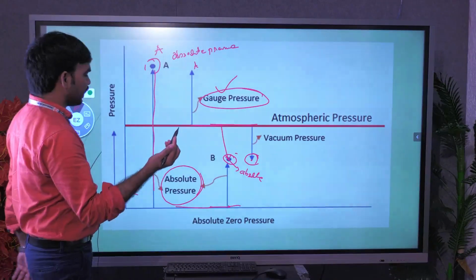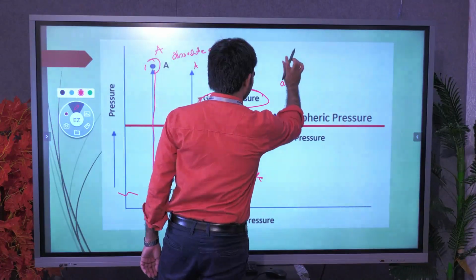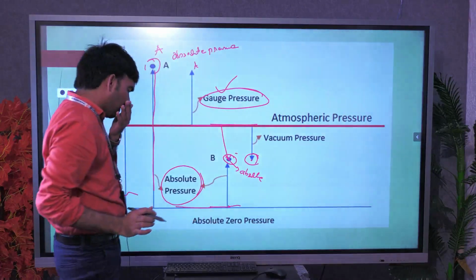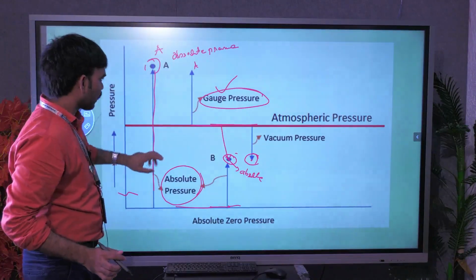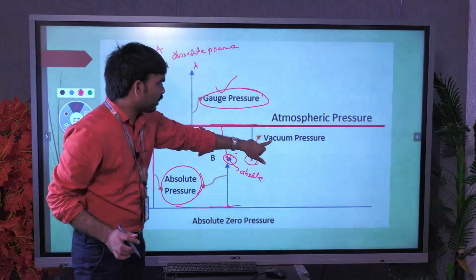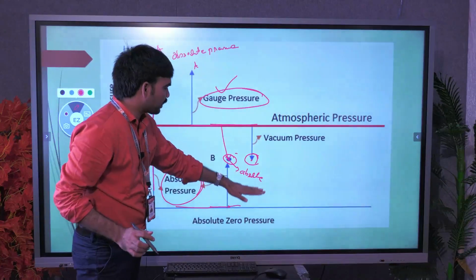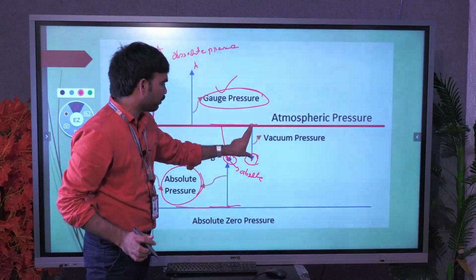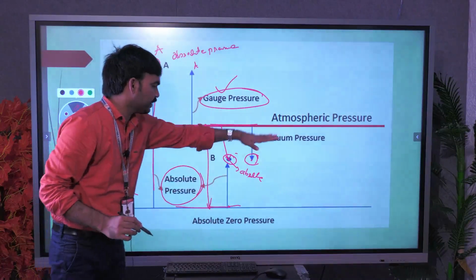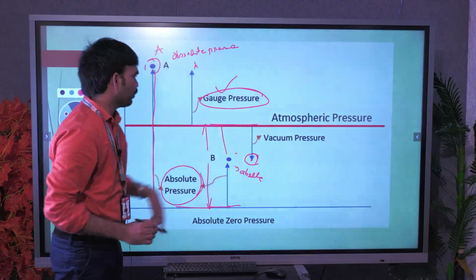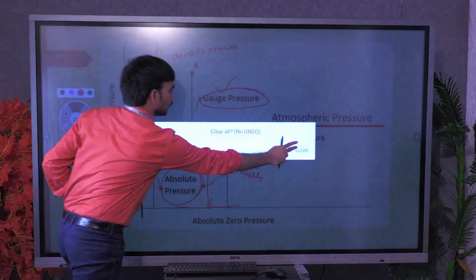So from this we can say, here vacuum pressure is atmospheric pressure minus absolute pressure. If you want to find out the vacuum pressure, this is the atmospheric pressure. If you subtract the absolute pressure, you will get vacuum pressure. I will tell you in the next slide.